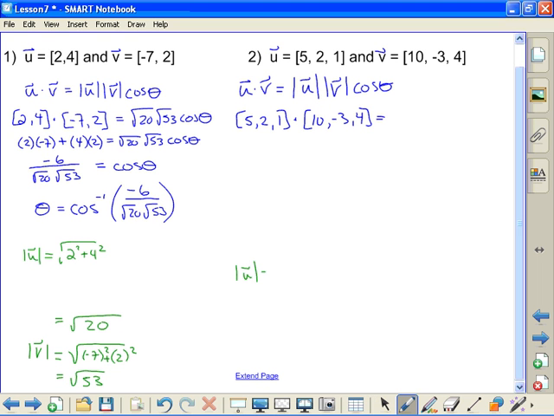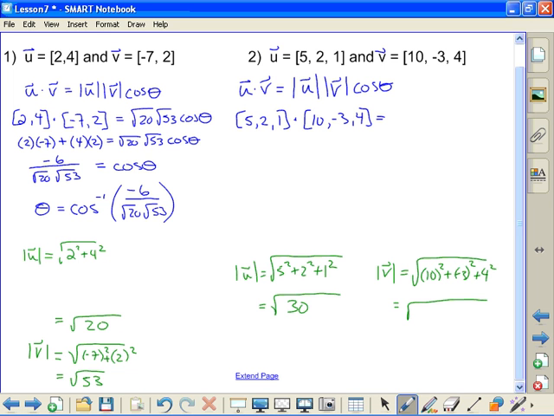of u. So that would be the square root of 5 squared plus 2 squared plus 1 squared. So that's 25, 29, 30. Magnitude of v, 10 squared, negative 3 squared, and 4 squared. So that's 100, 109, 125. So now I have the square root of 30, square root of 125, cos theta.